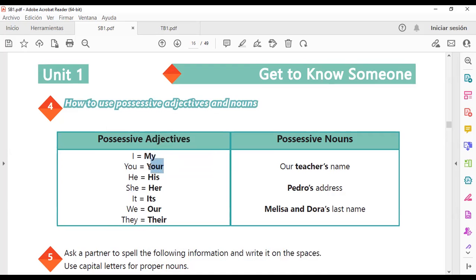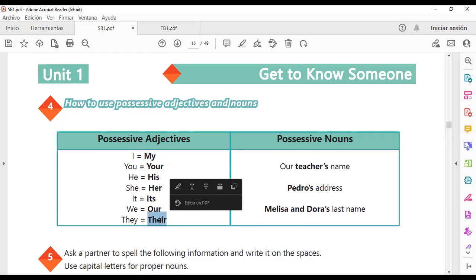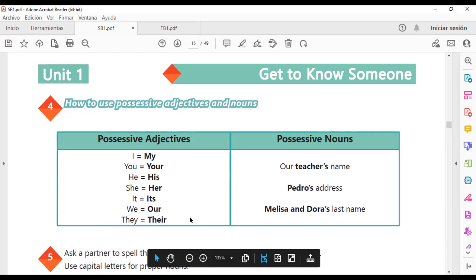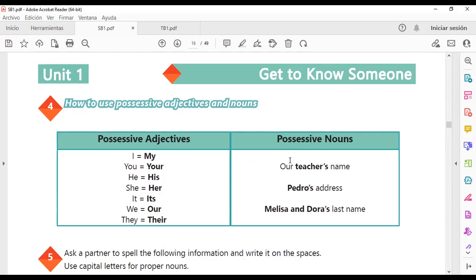your, his, her, its, our, and their. There. All right. So these are called possessive adjectives. And we also have possessive noun, the possessive noun case.